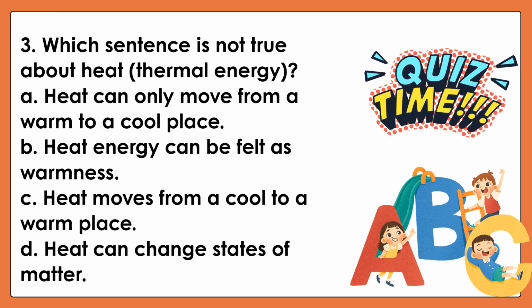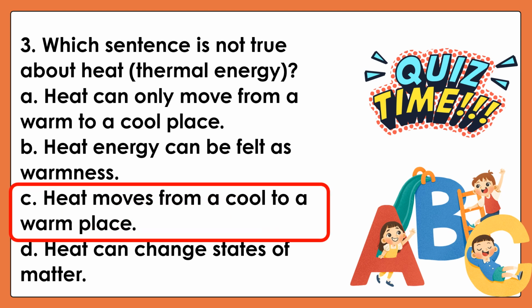Number 3. Which sentence is not true about heat or thermal energy? A. Heat can only move from warm to a cool place. B. Heat energy can be felt as warmness. C. Heat moves from a cool to a warm place. Or D. Heat can change states of matter. The correct answer is letter C. Heat moves from a cool to a warm place.